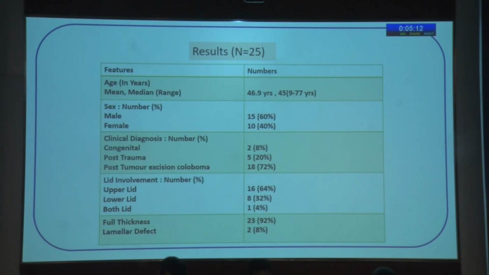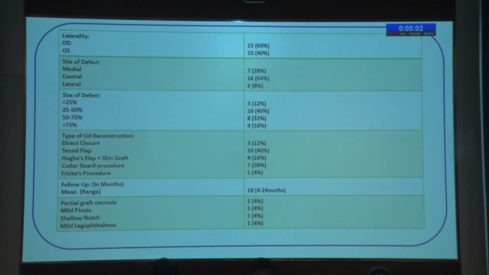So here are our results. Mean age of presentation was 47 years with male preponderance, and post-tumor excision coloboma was the most common cause of the clinical diagnosis. Upper lid full thickness, right eye central defect was the most common presentation. Most patients had a lid defect of around 50% or more.